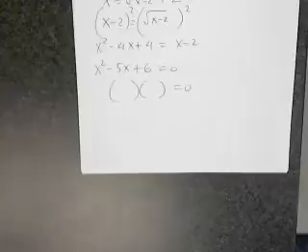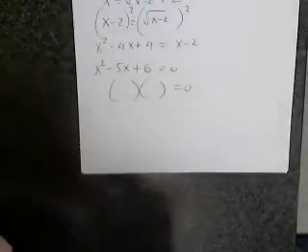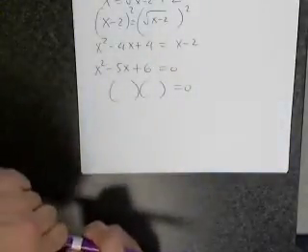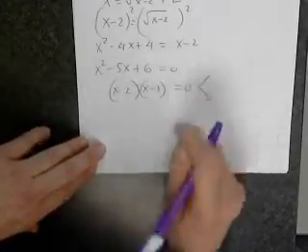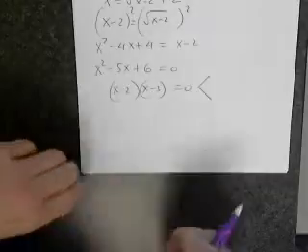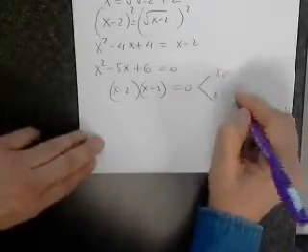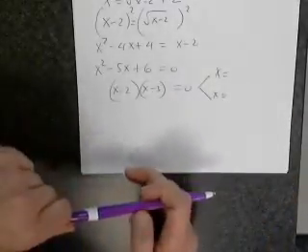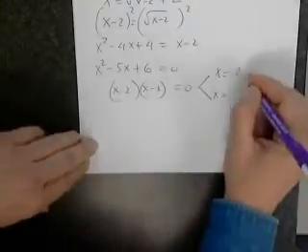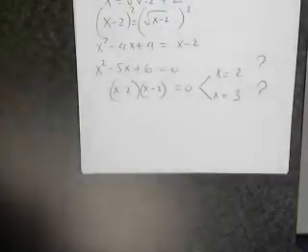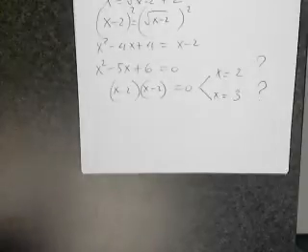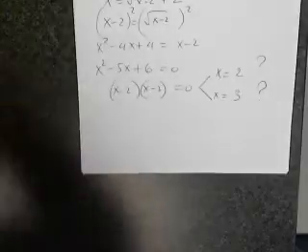X minus 6 and x plus... 2 and 3. Yes. X minus 2, x minus 3. So the two options are 2 and 3. Good. But remember, we squared both sides. I have no idea whether they work or not. What do I have to do?